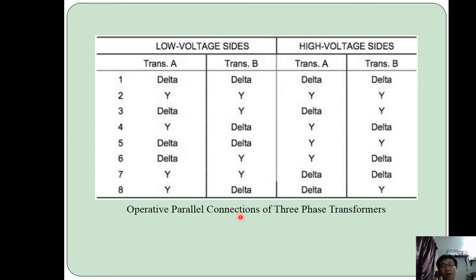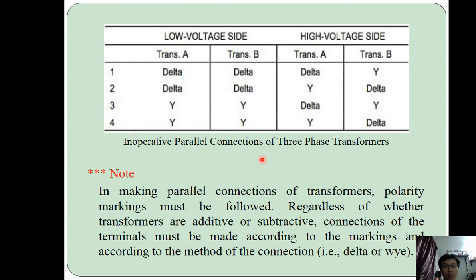So it can be operated as a parallel connection of three-phase transformers. Low voltage side, high voltage side. Transformer A, if let's say delta-delta, we can parallel with delta-delta. Transformer A if a YY, we can connect it with a YY. Delta-delta can be connected to the YY. YY can be connected to the delta-delta, and so forth. Inoperative, which is cannot be done.